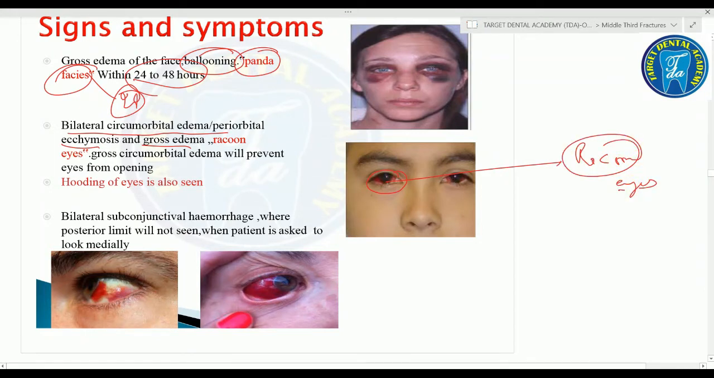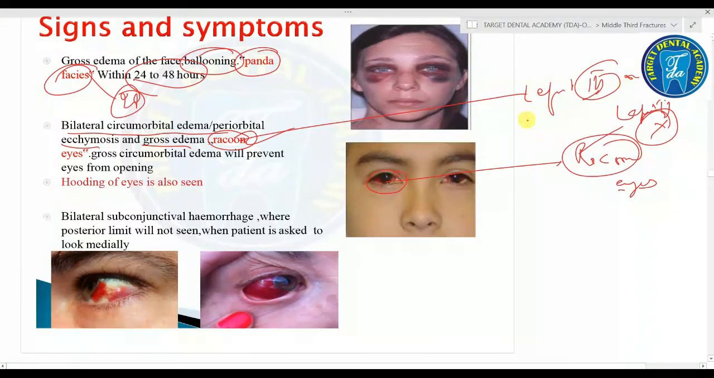Guys, I am telling you again, please don't get confused if a question comes asking in what type of Le Fort fracture raccoon eyes are present. Your answer should be Le Fort 3, not Le Fort 2. Many students get confused about whether this feature, the raccoon eyes, is present in Le Fort 3 or in Le Fort 2. I am telling you that raccoon eyes are a characteristic feature of Le Fort 3 fracture only, not Le Fort 2.